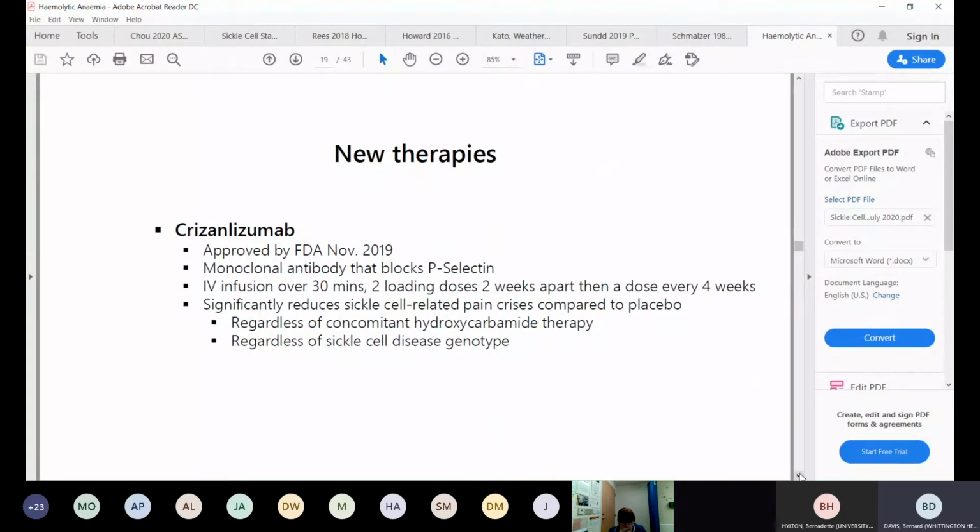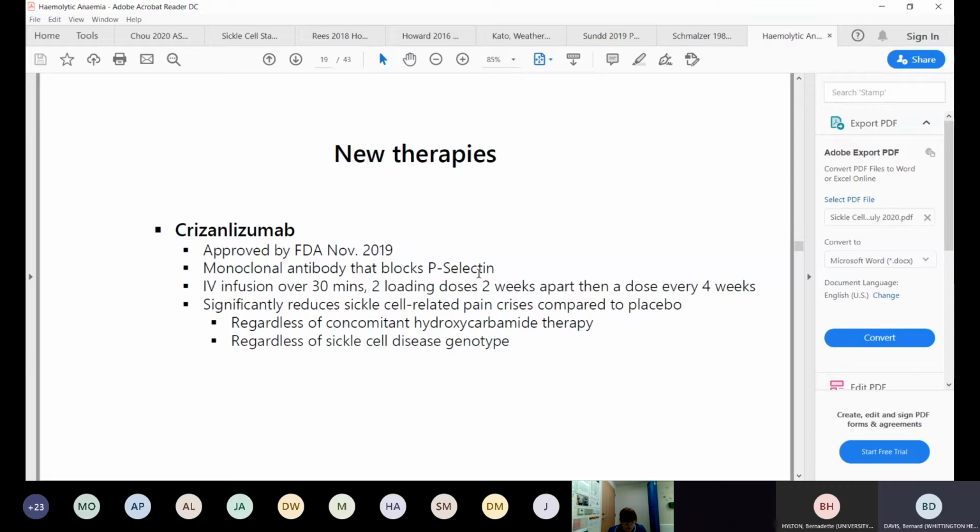I mentioned new advances in treatment, all sorts of work. There's a profusion of work going on to look at various ways of managing sickle. Just highlighting this new drug which came on the scene recently, crizanlizumab, approved in the States only last November. I don't think it's approved as yet in Europe and in the UK.